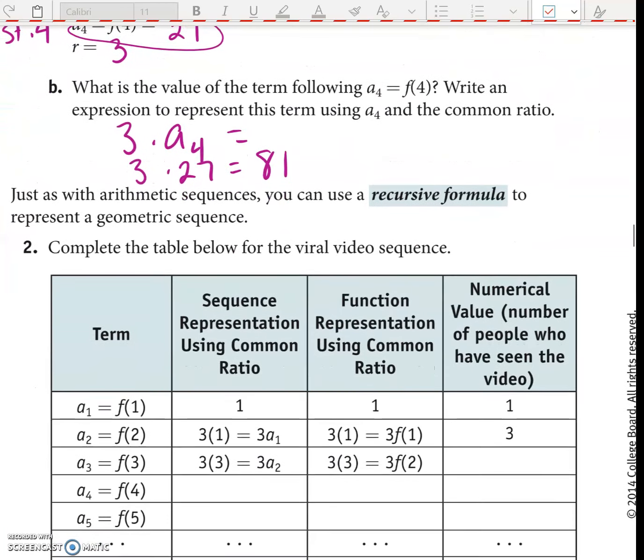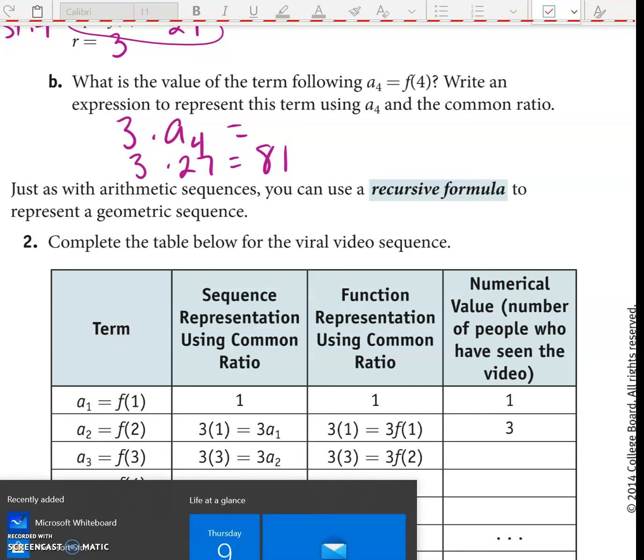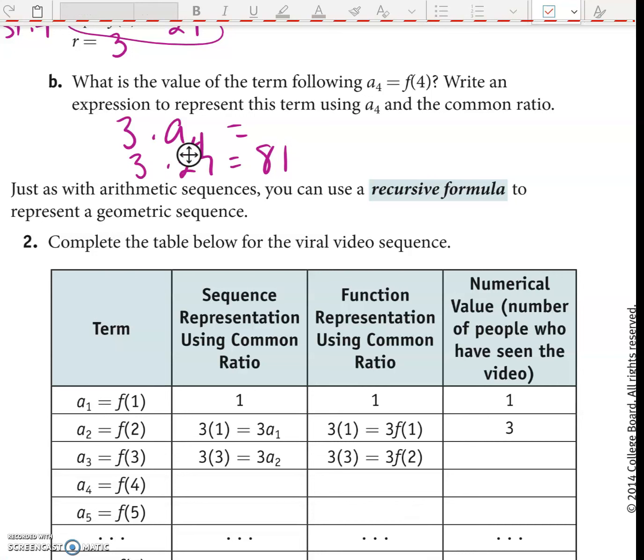What it does is basically, recursive just wants you to see where you start and what you're doing each time. So like on number 3, the recursive formula for the viral video is partially given. You always have to list the first term because you have to know where to start, and then what you're doing each time. Well, I'm taking each previous term, which we say is n minus 1, and I am multiplying it by 3.